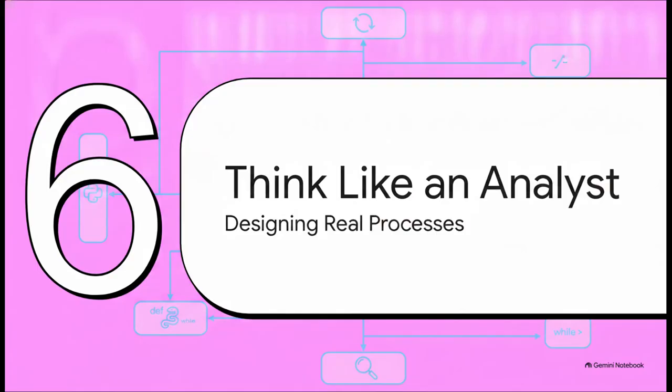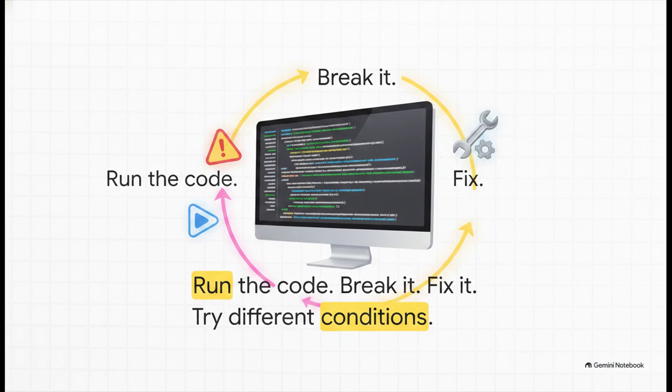And our final section, section 6, thinking like an analyst, designing real processes. How do we move from just memorizing Python syntax to truly understanding program logic? Our source material emphasizes a fantastic point here. You have to experiment. Don't just stare at the code, interact with it. Run it, break it on purpose, fix it, and change the conditions around. What happens if you count downward instead of upward? What happens if you add 2 instead of 1 each time? This active process of breaking and fixing is how real learning happens. It's how you transition from being just a reader of code to a true master of it.